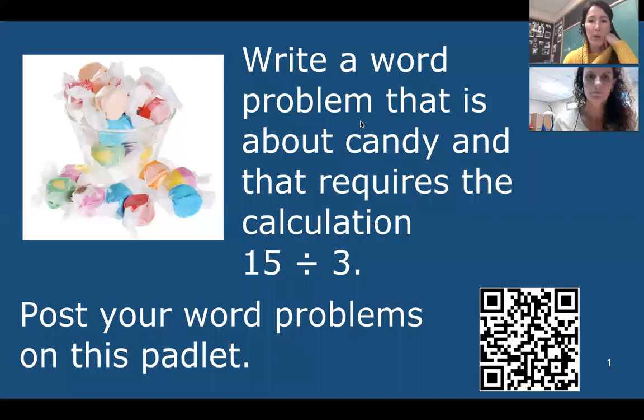You write a word problem that is about candy, and that requires the calculation of 15 divided by 3. And we'd like you to share that on this Padlet, so you can scan the QR code with your phone and then just go into the Padlet. There's a little plus button on the bottom right-hand side of the screen when you're in the Padlet, and then you can just type in your problem in there.